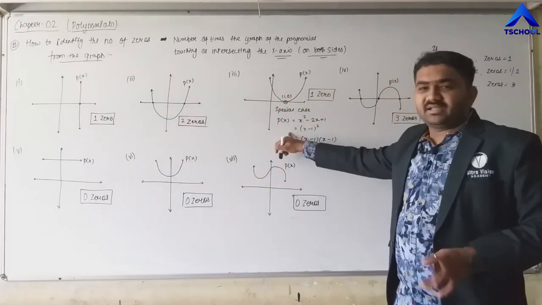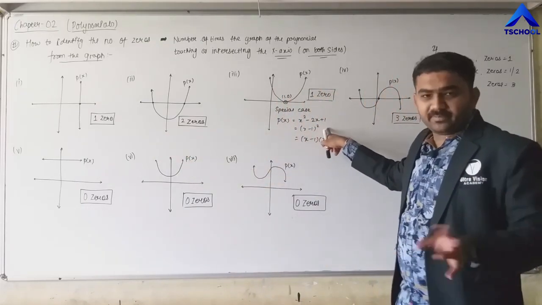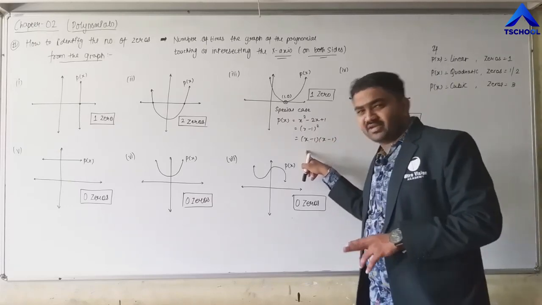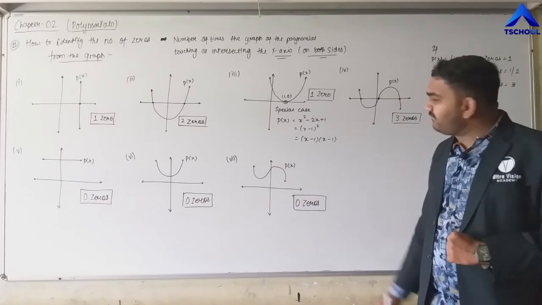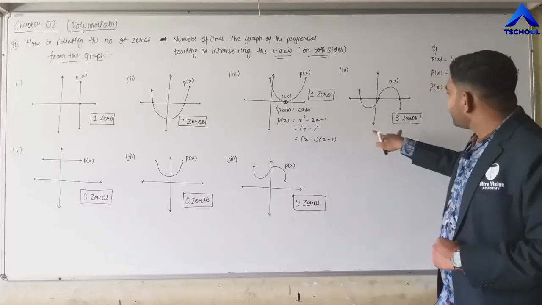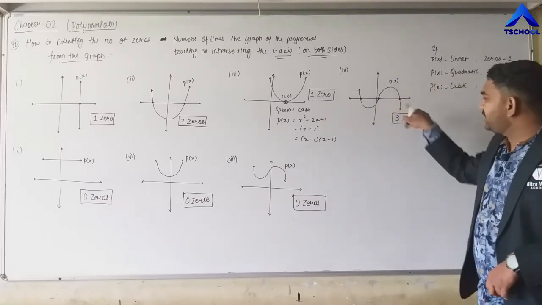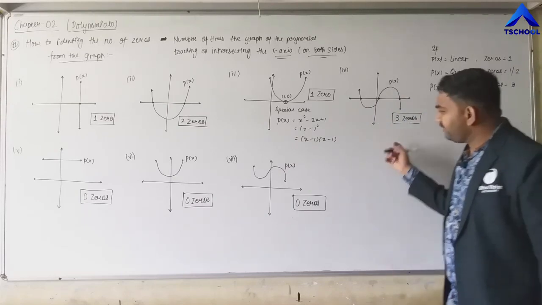Here, it is a special case where p of x, that is the quadratic polynomial given to you, is a perfect square in itself. So that is x minus 1 into x minus 1. Again, that is the same value, so it will have only 1 zero. This cubic polynomial intersects the x-axis at 3 points, so that will have 3 zeros.